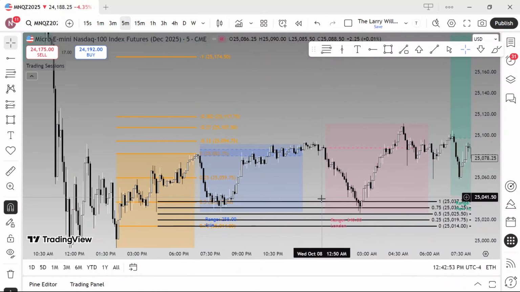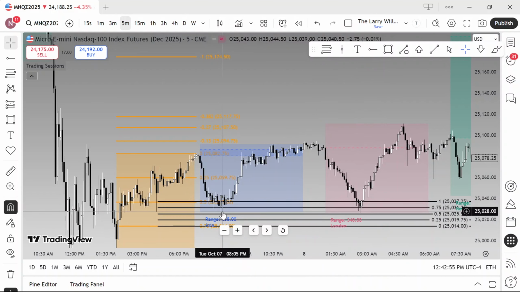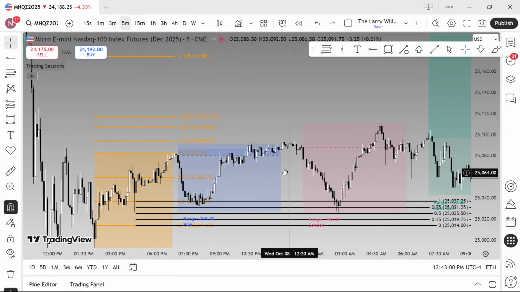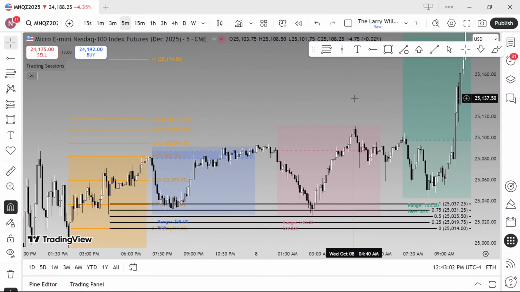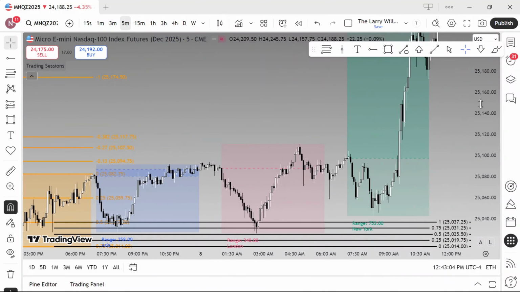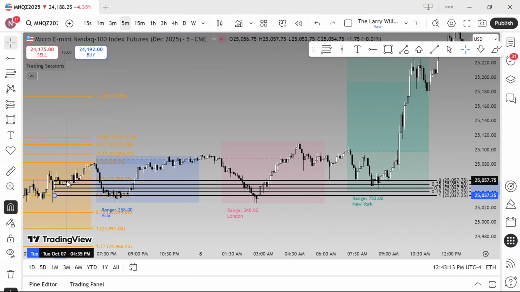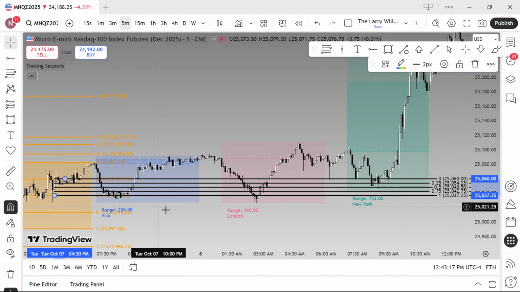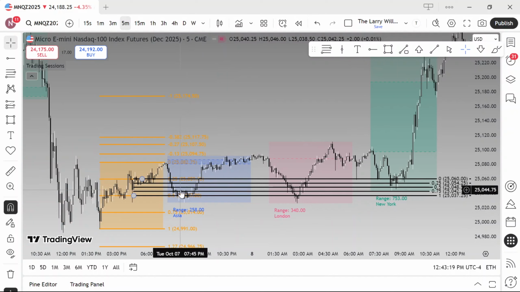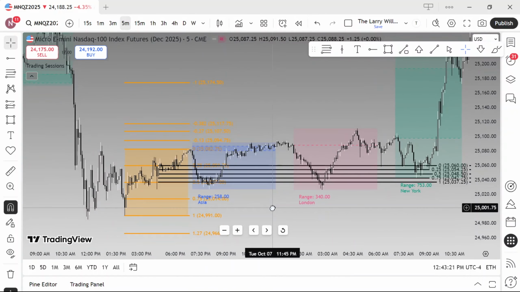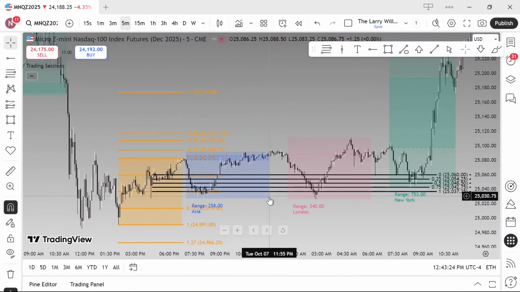And then we come back into it in London. London sweeps the low of Asia by just a tick. And then we reverse, keep going higher. Now, this New York session was a little weird. It was harder for me as well. But it's not impossible, guys. Do something like this right here. You see how much detail I'm going into with this. You could only trade using the CBDR.